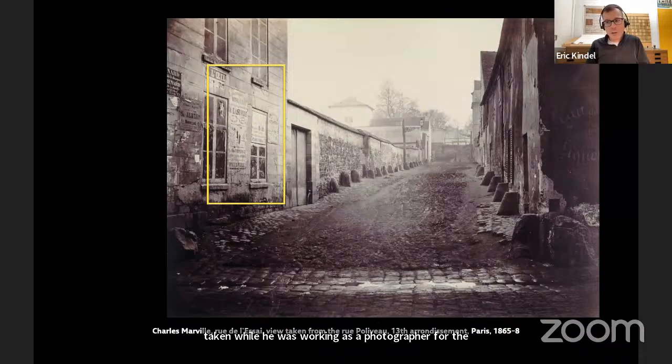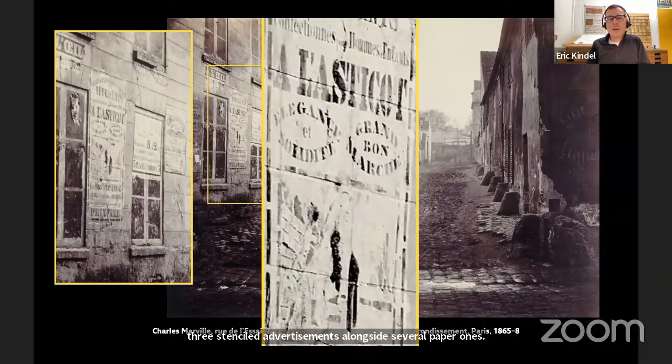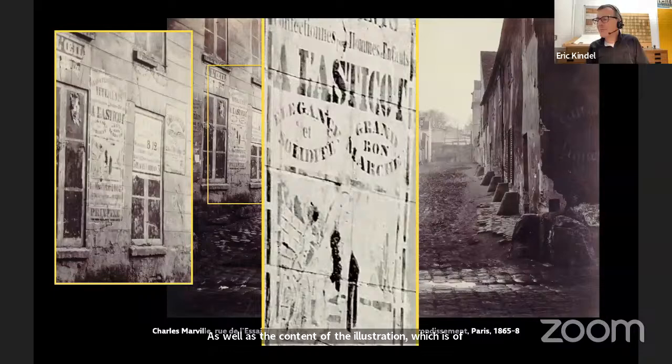On the wall here are 3 stenciled advertisements alongside several paper ones. And here, about as close as we can get in this reproduction, it's possible to sense the effect of the stenciling on the masonry surface, as well as the content of the illustration, which is of a man who has hooked a pair of trousers on his fishing line.